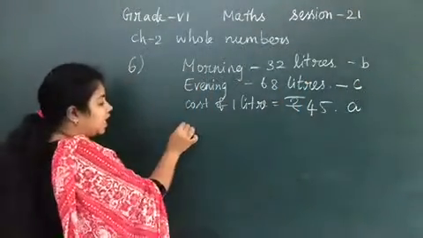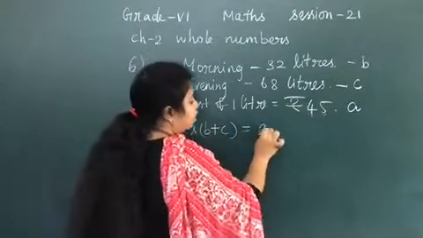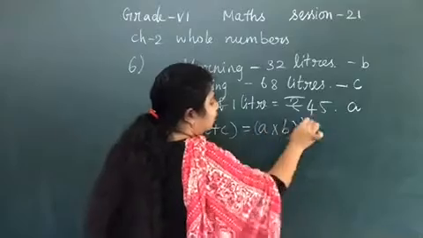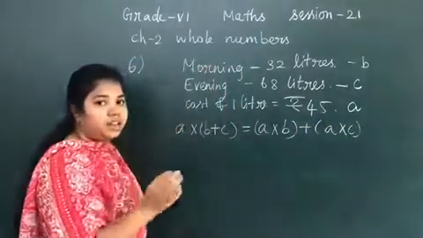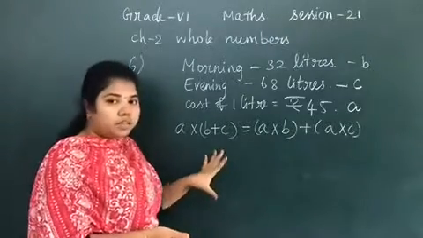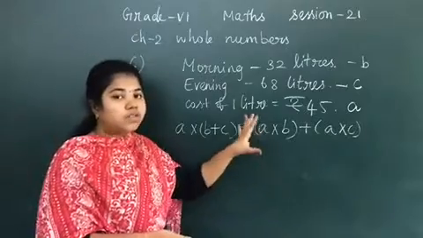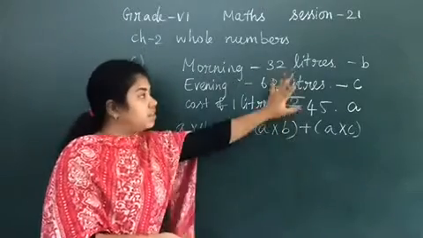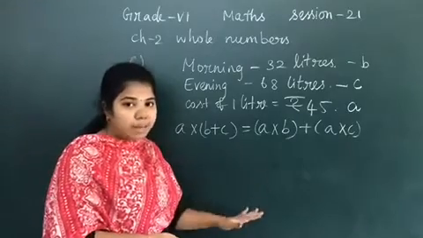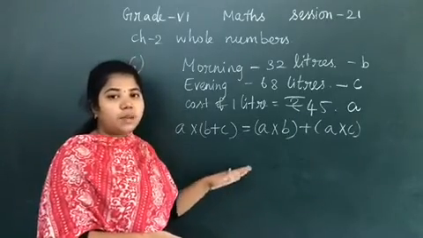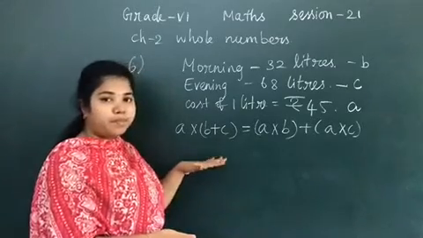Distributive property: A into (B plus C) is equal to A into B plus A into C. The same way, I will solve the left hand side. You can go home and solve the right hand side with the same values. If the left hand side and right hand side give the same answer, then the procedure of solving the problem is correct. Can you understand? Shall we move on to the problem solving part?